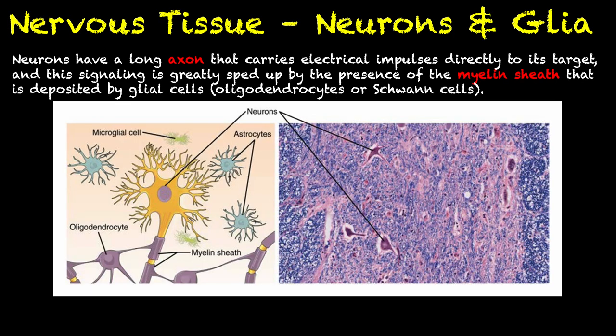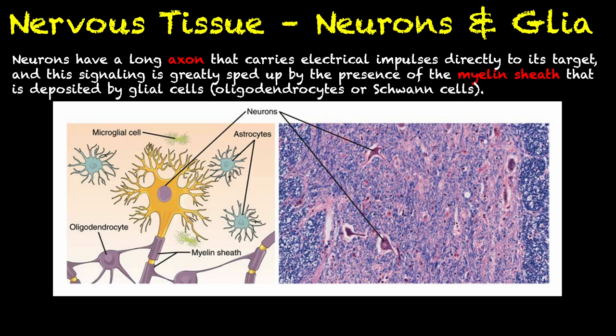Back in chapter 4, we looked a little bit at the composition and function of nervous tissue, and we noted at the time that there are two major types of cells found within nervous tissue, neurons and glia. Neurons are very distinctive structurally in that they have a long axon connected to a large cell body that has lots of dendrites on it. The axon functions to carry electrical impulses directly to the target for that neuron, and we'll look at that in more detail in a future lecture.